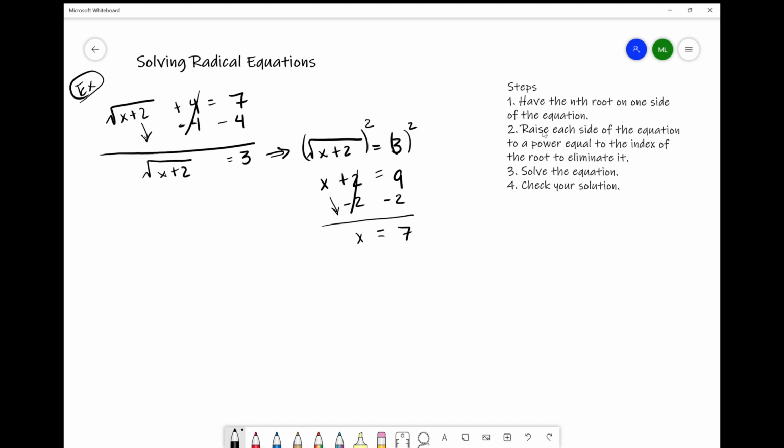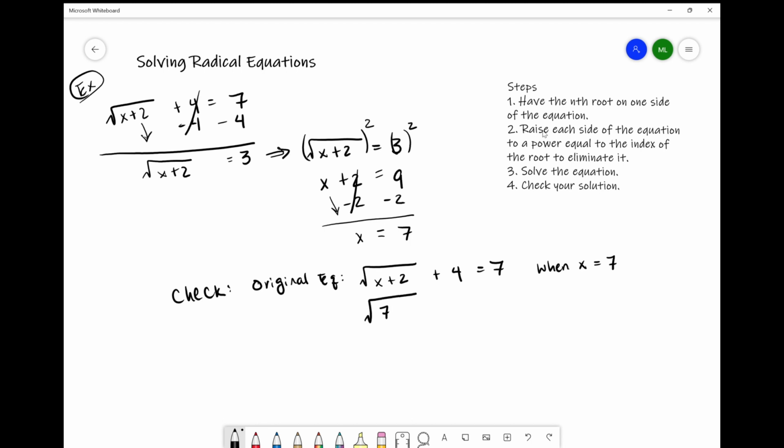And then finally, step 4, let's go ahead and check. So let's check for x equals 7. Go back to my original equation. It was the square root of x plus 2 plus 4 equal to 7. And let's do it when x is equal to 7. Basically, I want to see, is this radical equation valid whenever I have x equal to 7? So let's plug it in.